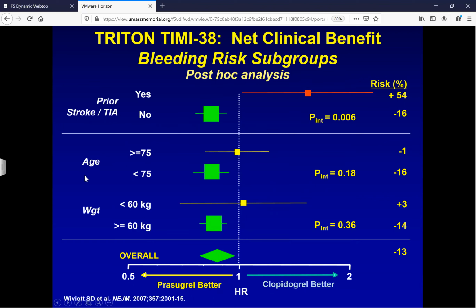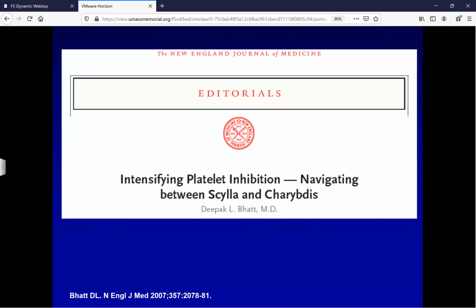And recently, actually, they found that it works okay with older age and the younger age. There was no difference, as well as the weight. There was no difference. But the stroke, because of this finding, they put a black box warning on the Prasugrel not to give this in patients with prior stroke. Now, this could be a hemorrhagic stroke or ischemic stroke, doesn't matter.